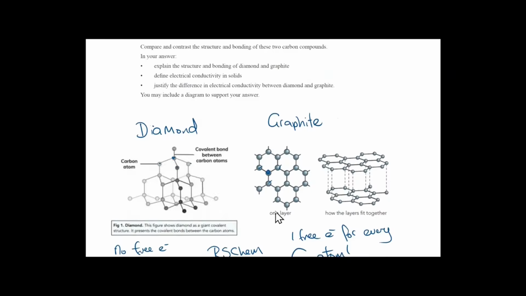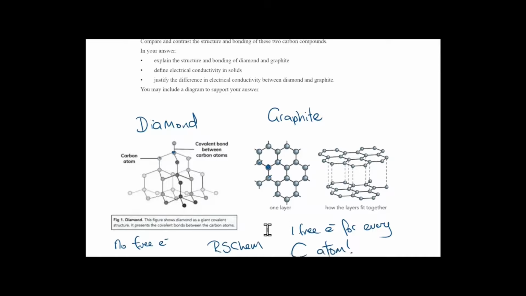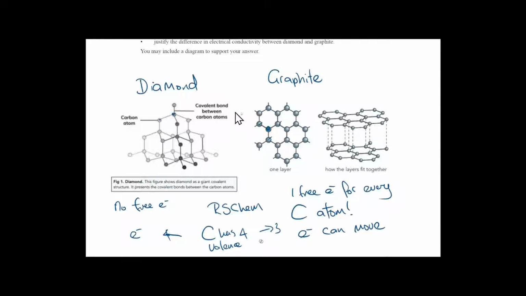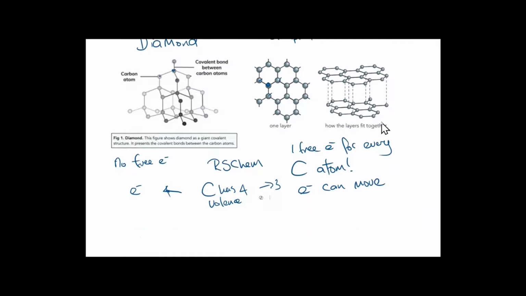What do they ask? Explain the structure and bonding of graphite and diamond. Yep, 4 single bonds, 3 single bonds. Define the electrical conductivity in solids. Done that. Justify the difference in electrical conductivity between diamond and graphite. Diamond is an insulator actually, and graphite would be a conductor. By the way, graphite is what's in your pencil if you use a pencil, not lead.